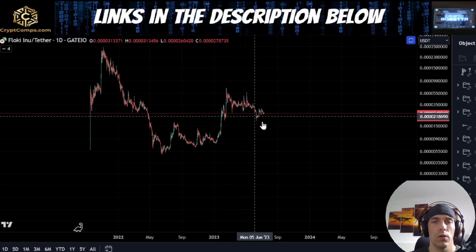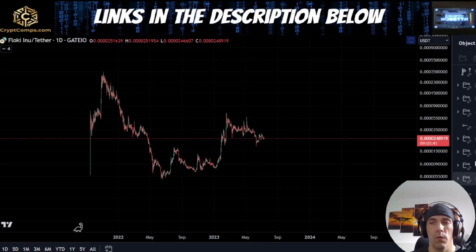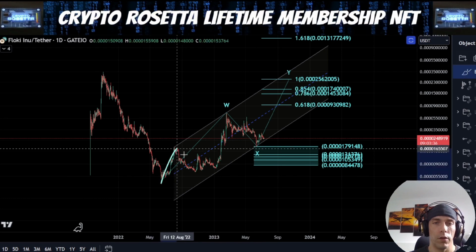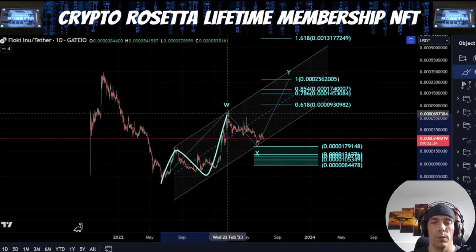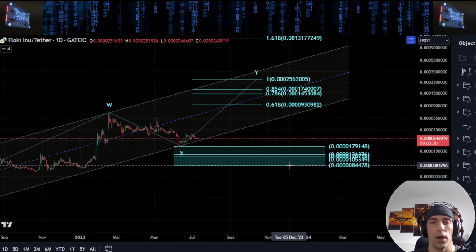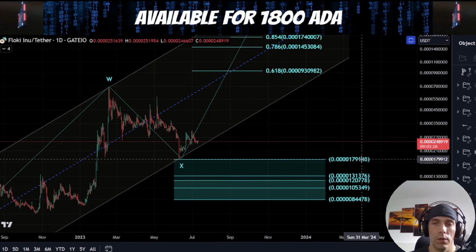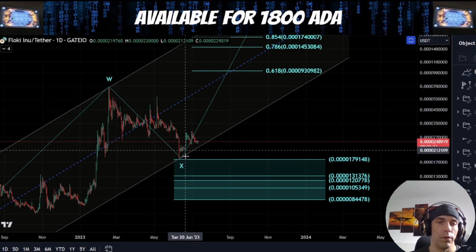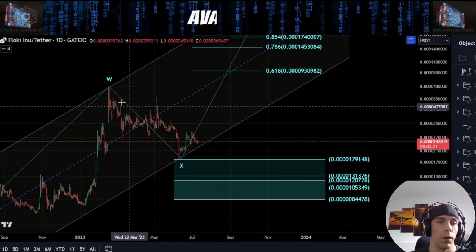Now, we can also argue that this correction could be forming to the upside rather, where looking at this structure as an A, B, and a C for this W wave, what we could have is an X wave here, and then looking for this Y wave to the upside. Now, we did come down into the zone of this 179,148, and we have done this in 3 waves. So this could be enough to complete this X wave.